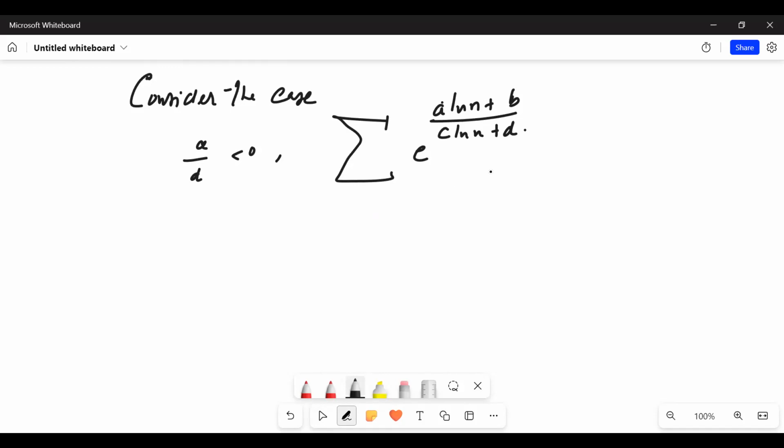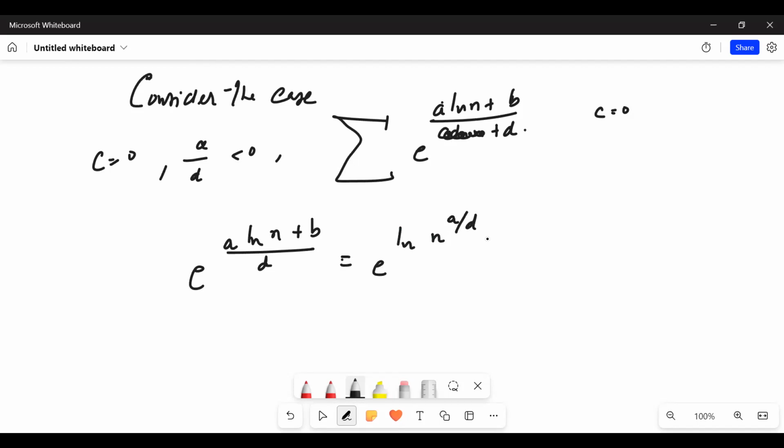Now, if I take C as 0, so this I don't have to take, so A by D is less than 0 and C is equal to 0. This is equivalent to writing a raised to power. Let us first write it in a little bit easier fashion. It is equivalent to e raised to power ln of n raised to power A by D, and this into e raised to power B by D. Now you see, this will be equivalent to writing n raised to power A by D times e raised to power B by D, because this is log e.